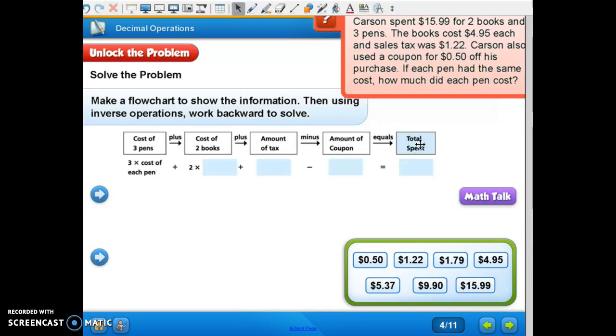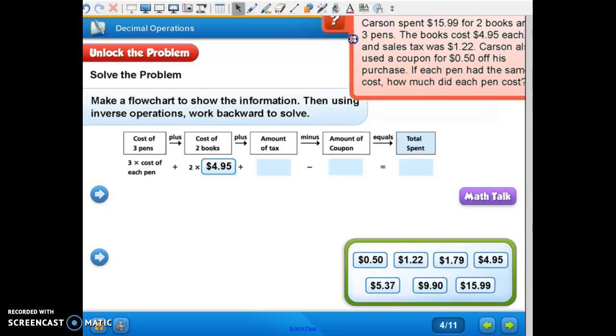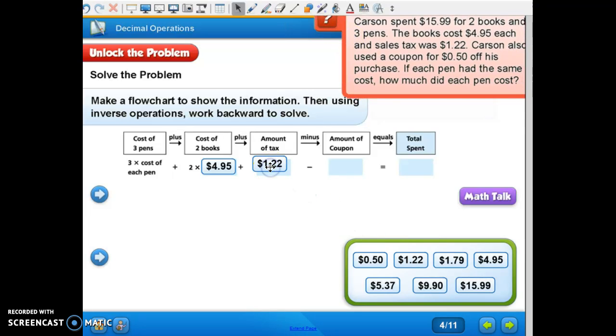Okay, so we're going to work backwards to find out how much the 3 pens cost. So the cost of 3 pens is the cost of each pen times 3. Then 2 times what? What was the cost of the book? $4.95. Okay, and the tax was $1.22. The coupon was 50 cents, and his total was $15.99. So there's all your numbers in there.